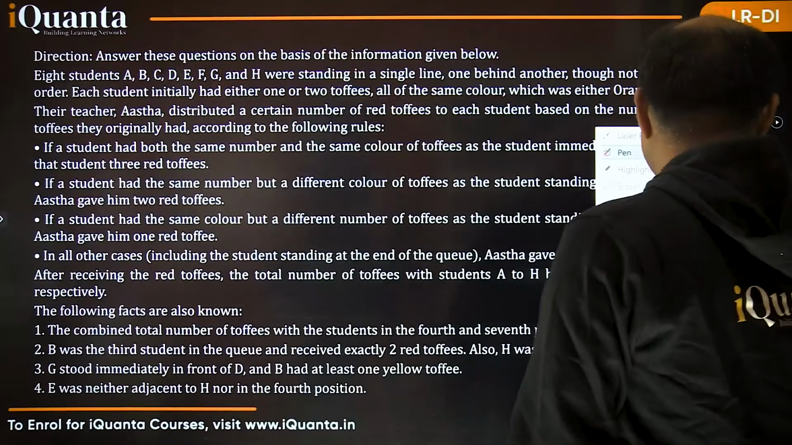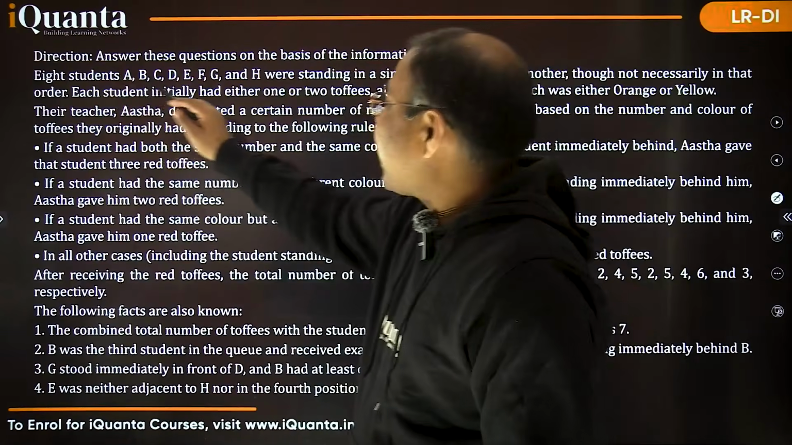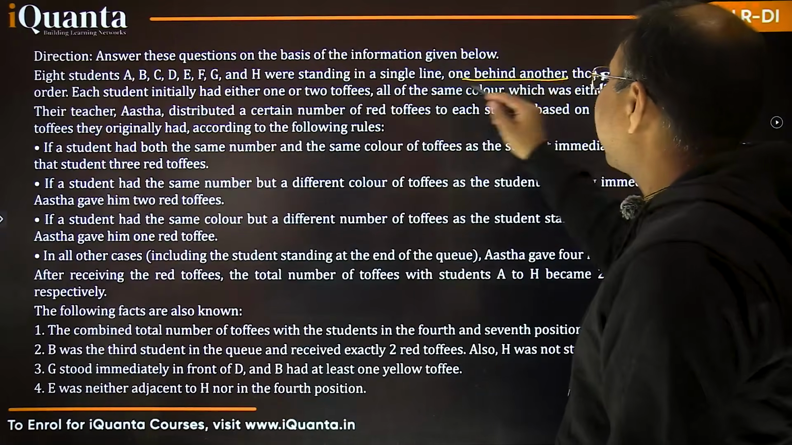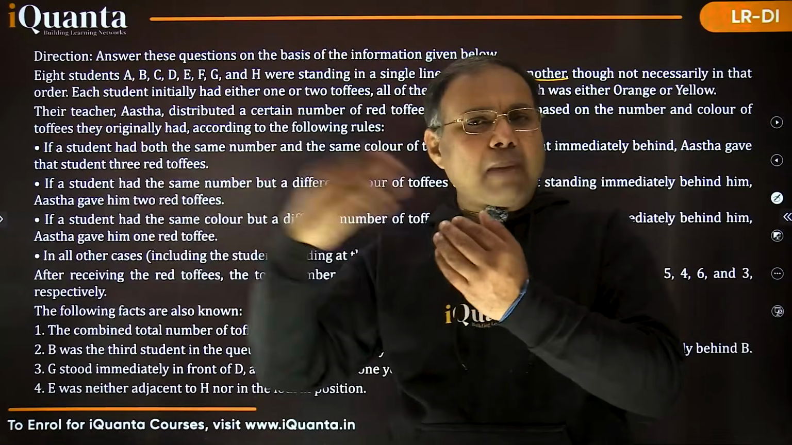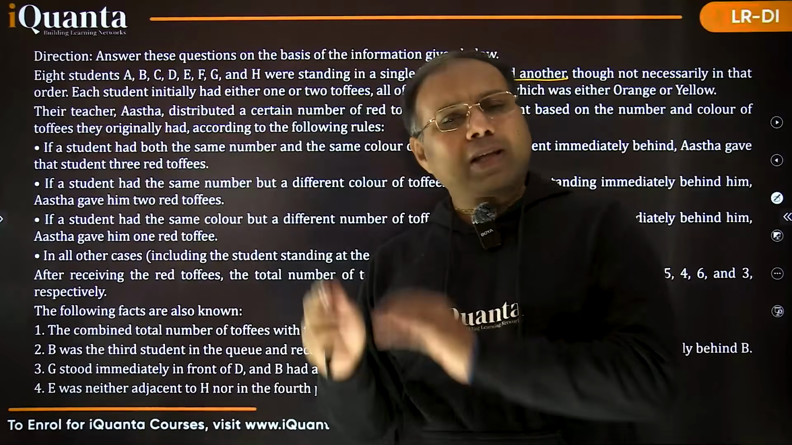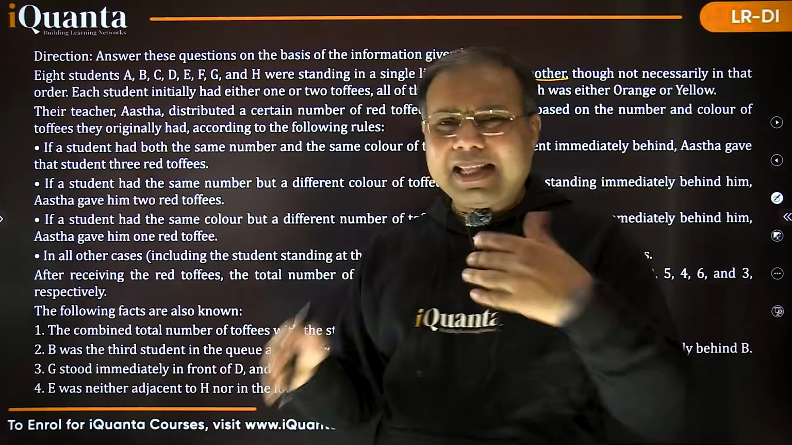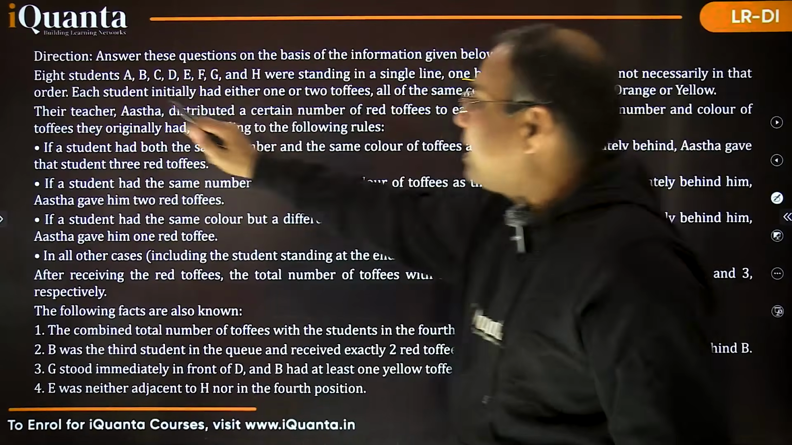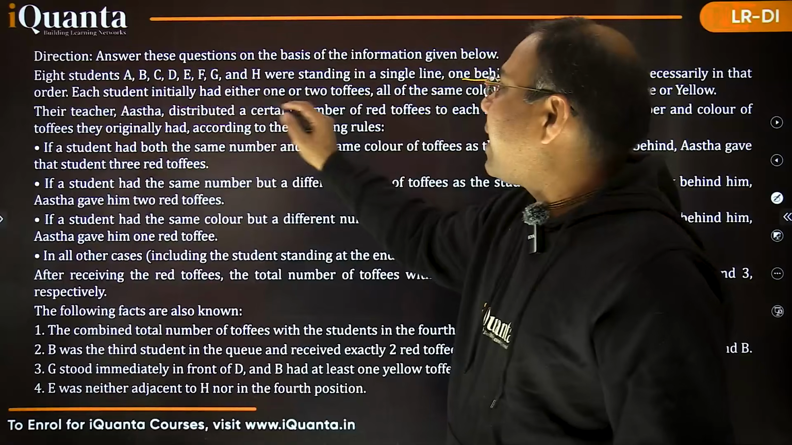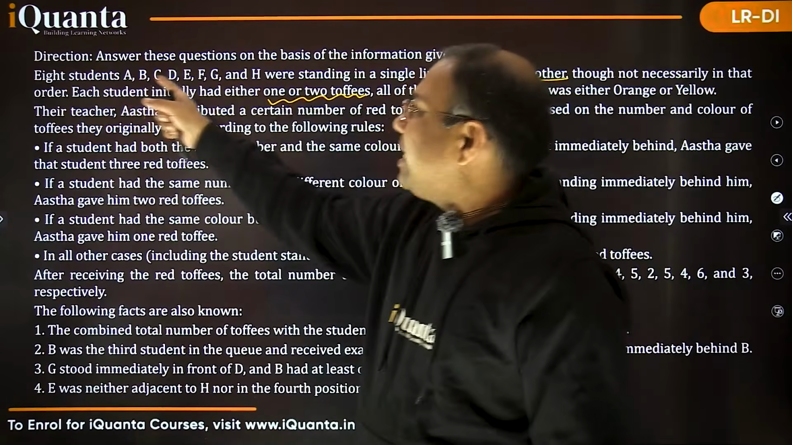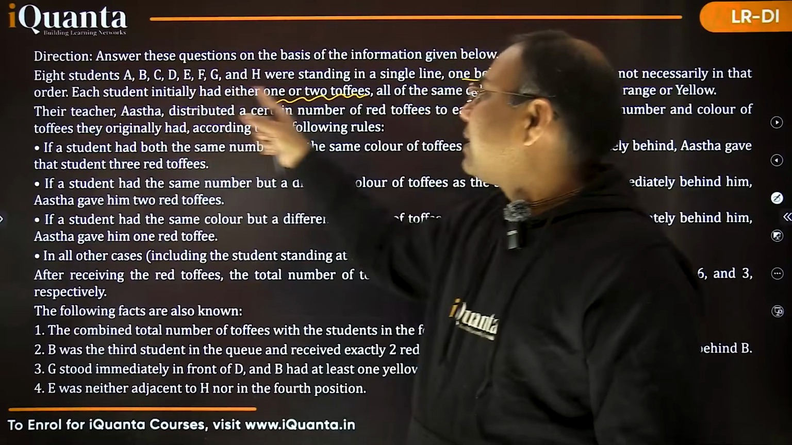It says, 8 students A, B, C, D, E, F, G, H were standing in a single line, one behind another. Okay, that's clearly mentioned. So one after another, right? And of course, when we are using the term one behind, they are seeing in the same direction also. That should not matter, I guess. So, though not necessarily in that order, now each student initially had either 1 or 2 trophies. Okay, so each of these 8 students initially had 1 or 2 trophies.